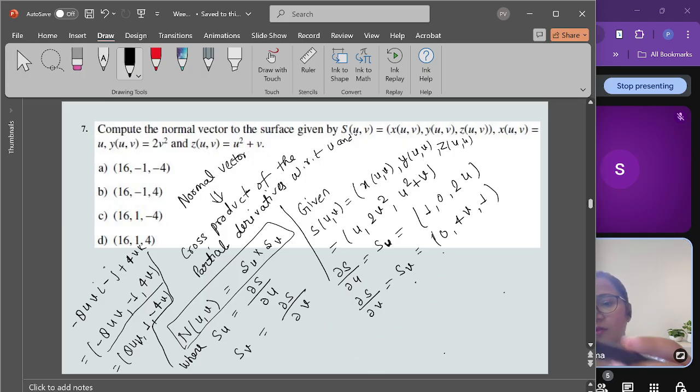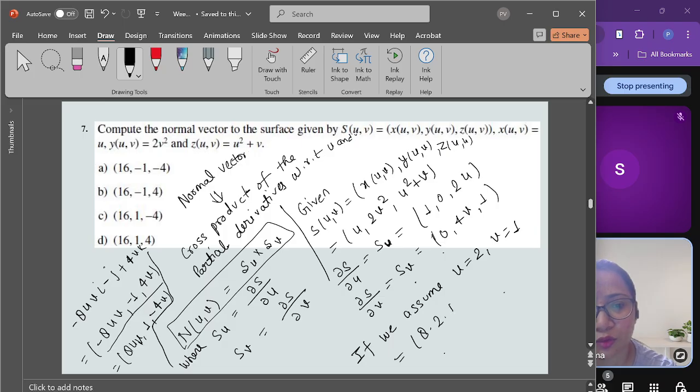Okay, so if we assume u is equal to 2 and v is equal to 1, then I'm putting it in this one. So you will get 8 into 2 into 1, 1 and minus 4 into 1. So here you will get 16, 1 and minus 4. So in that case, option C is the correct answer for this question.